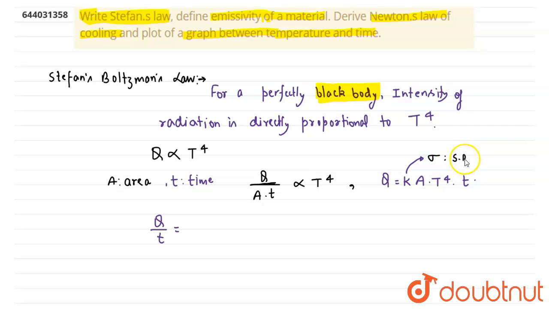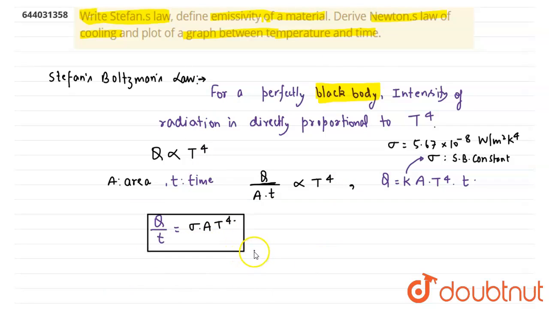It is the Stefan-Boltzmann constant, and the value of sigma is 5.67 into 10 raised to power minus 8, and the unit can be determined through the formula. The unit will become watt per meter square Kelvin to the power 4. So the rate of heat transfer, the amount of heat radiation, will be sigma A T raised to power 4. We will derive Newton's law of cooling through this formula in Boltzmann law.